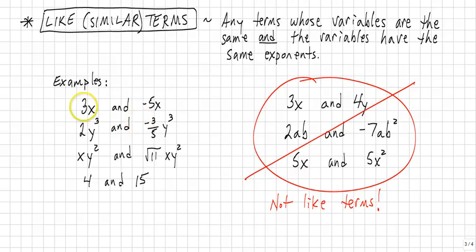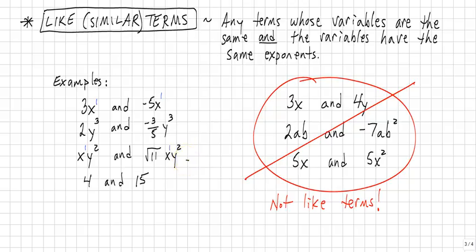So some examples, 3x and negative 5x. And that works because they both have the variable x and they're both being raised to the first power. So it's x to the first, x to the first. 2y cubed and negative 3/5 y cubed because they both use y and y, but they both have an exponent of 3. It could be more than one variable, so xy squared and square root of 11 xy squared. They both have an x to the first and they both have a y squared. So those are like terms.